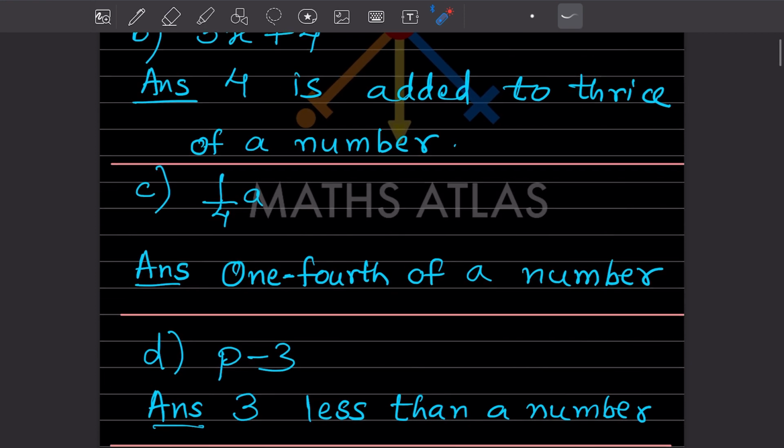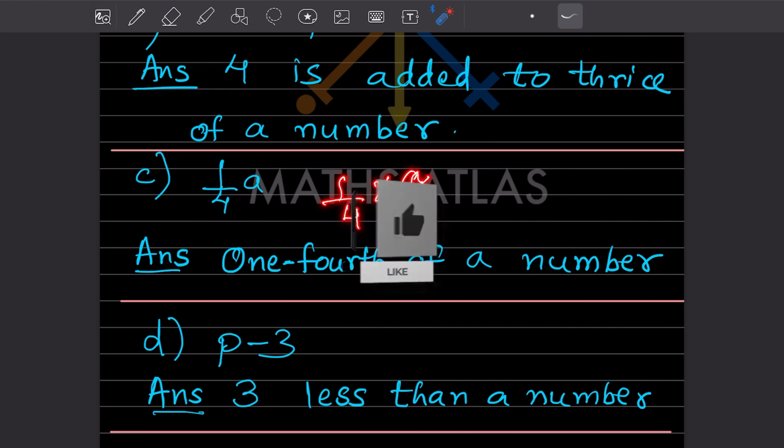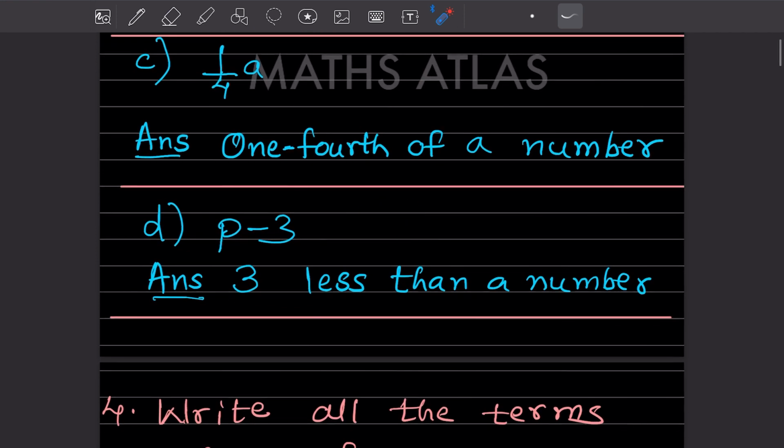Now 1 by 4a. We can write here 1/4 of a number. 1/4 of means multiplication, and this a means we are considering the number as a. So we'll write 1/4 of a number. And now p minus 3. Minus means 3 less than a number. This is a number, and 3 less than a number.